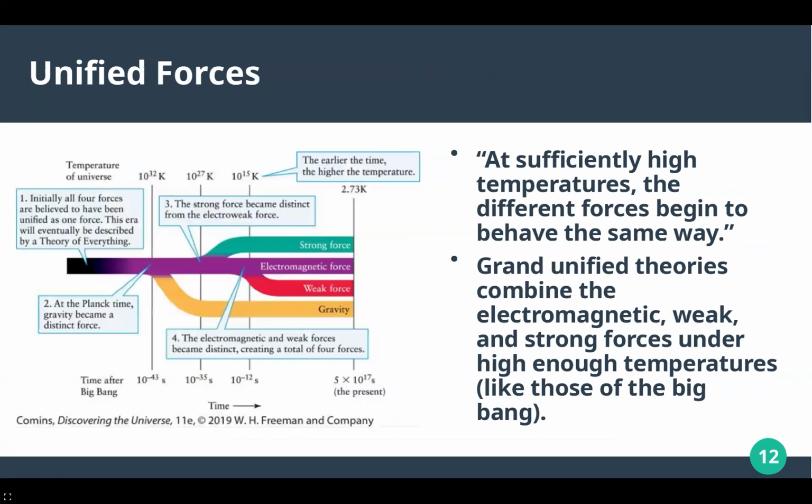alongside the other forces, where initially all forces are believed to be the same at the Planck time of about 10 to the negative 43 seconds, with a temperature of about 10 to the 32nd Kelvin. Gravity branches off, then the strong force, then the weak force from the electromagnetic force.